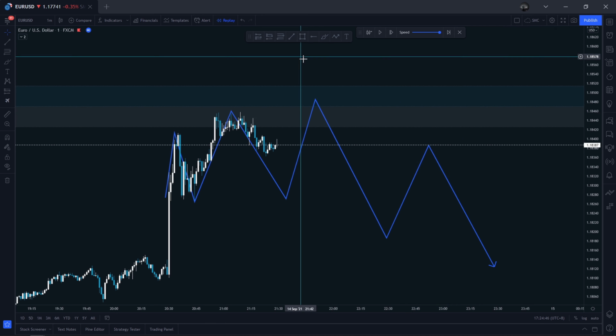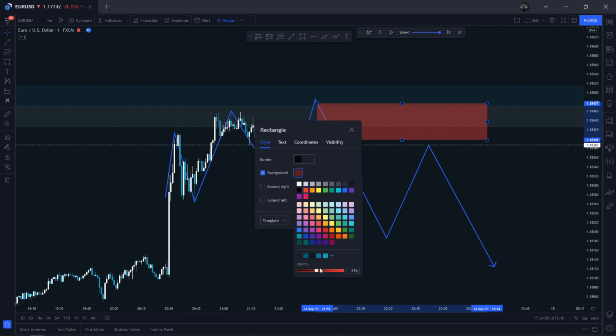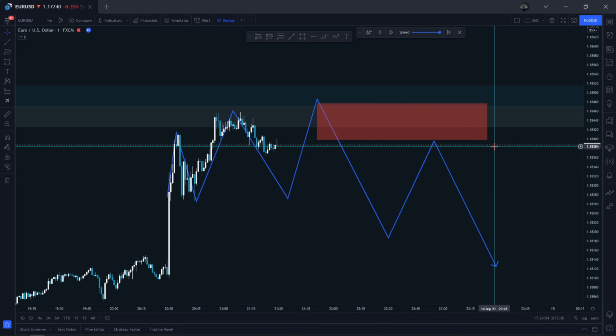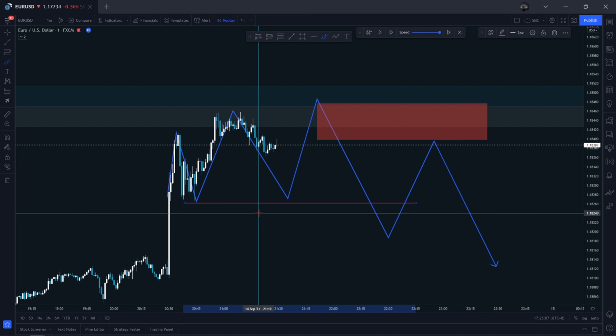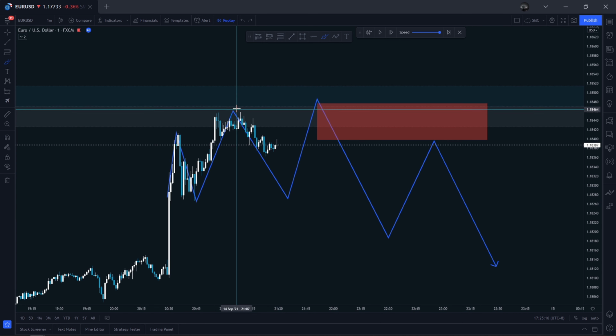So let's say we have an OB here, this red zone. That's an order block. We enter on that retest. Basically that's 9 pips for your stop. But with the break of structure here, this could be a more respectable size, because sometimes these zones are tiny.